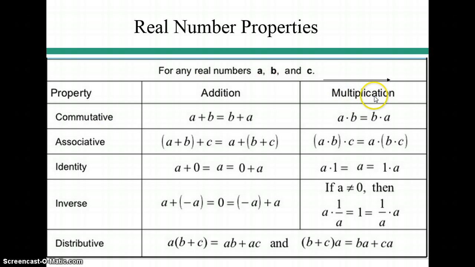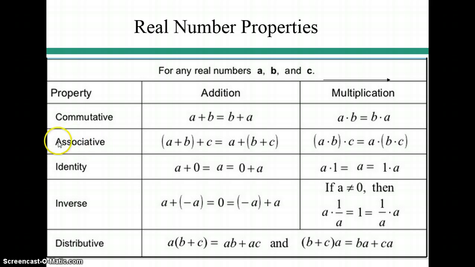Commutative property for multiplication: A times B equal to B times A. Whenever we multiply one number with another number, even though A has been written first, then B, if you multiply these two numbers, we'll get the same answer as if you multiplied B with A. So this property is called the commutative property for multiplication, and this one is called the commutative property for addition.